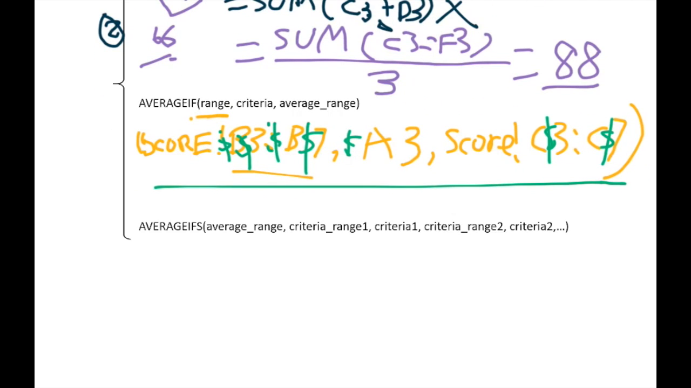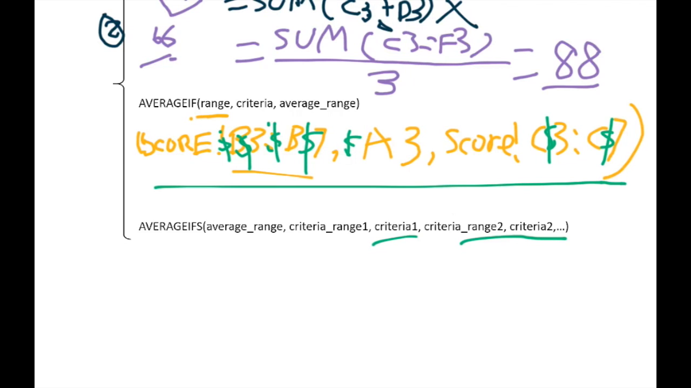And let's quickly say what the difference is between AVERAGEIF and AVERAGEIFS. AVERAGEIFS is very similar to AVERAGEIF. The only difference is AVERAGEIFS has more criteria, like criteria 1, criteria 2, and even more.